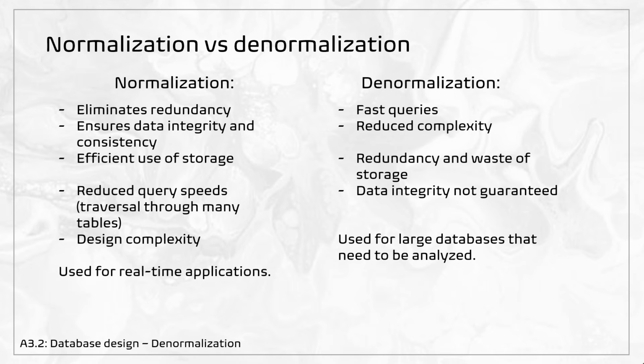Normalization eliminates redundancy, ensures data integrity and consistency, and uses storage efficiently. On the other hand, denormalization has fast queries and reduced complexity. Each have their own use cases. Normalized databases are used for real-time applications, where data integrity is key, such as e-commerce, gaming, or banking. Denormalized databases are often used for large datasets that need to be analyzed, like in a business setting, where there's a large volume of data for businesses to analyze.